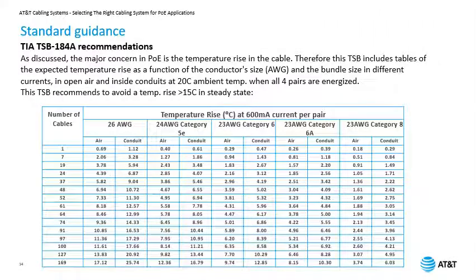As discussed before, the major concern in PoE is the temperature rise in the cable. Therefore, TSB-184A includes tables of the expected temperature rise as a function of the conductor size, or the AWG size of the cable conductor, and the bundle size, at different currents, in open air and inside conduits at 20 centigrade ambient temperature when all four pairs are energized.